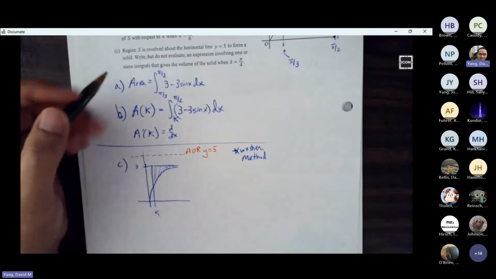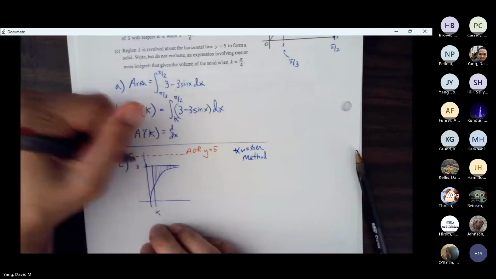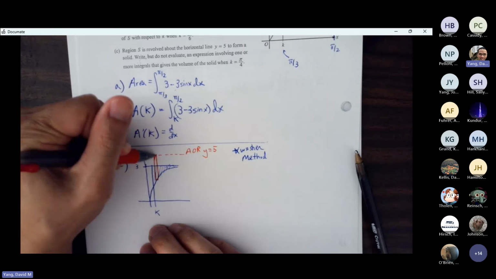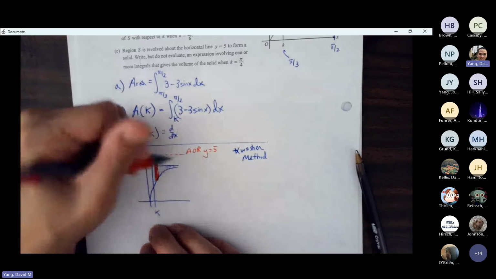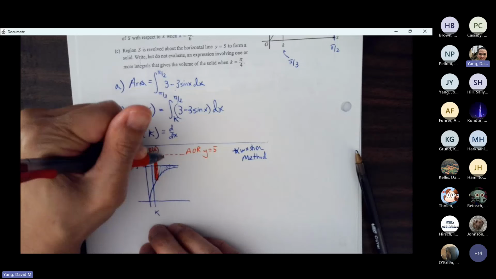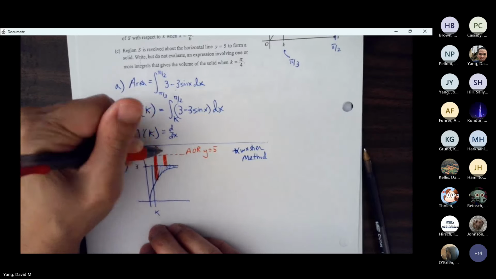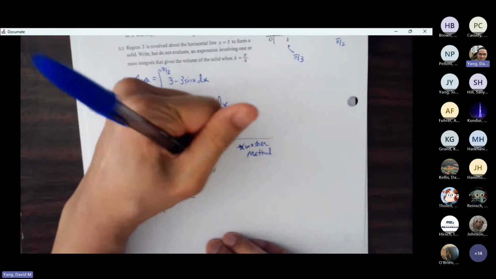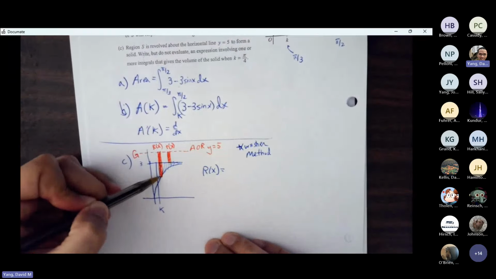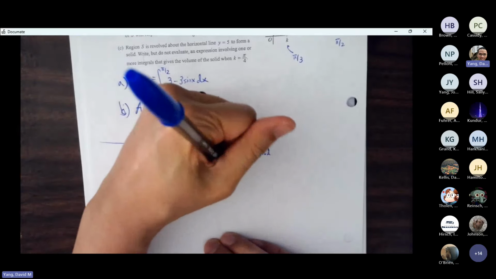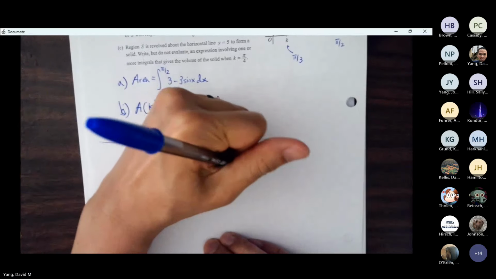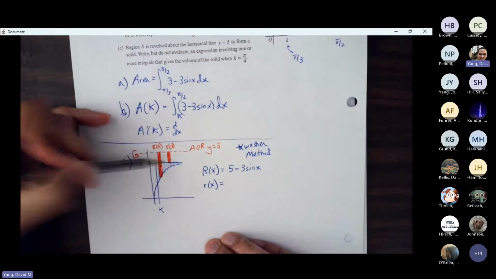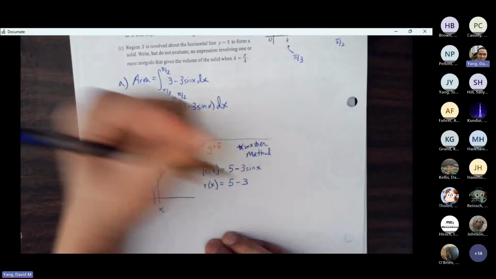Okay, so the washer method requires us to draw two radii. One radius will extend from the dotted line all the way to the furthest boundary of our shaded region. That's big R. And the small radius will be from the dotted line to the closer of the two. Okay, so big R of x, top minus bottom. The top is sitting at the 5. The bottom is sitting at the 3 sine of x. And then your little r, top is sitting at the 5, the bottom is sitting at the 3, so just 5 minus 3.